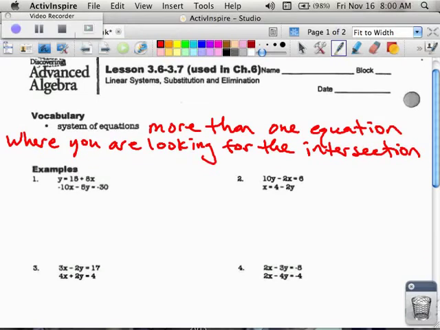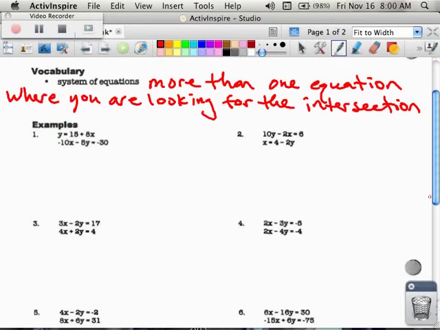So let's talk about the first example. And we're just going to do a ton of examples here. So the first example, you'll notice how the y is all by itself. Whenever you see one y, positive one y, all by itself, you want to use the method called substitution. And what that means is this.